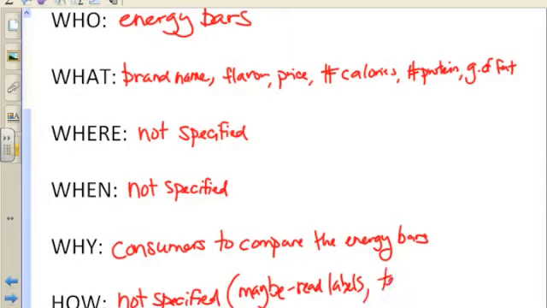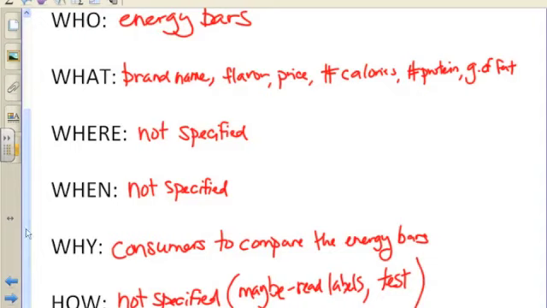Maybe they tested it. Maybe they actually took those energy bars to a scientist who measured the amount of protein inside. I don't know, melt it down. So I'm going to come up with at least some ideas. And that is my context.